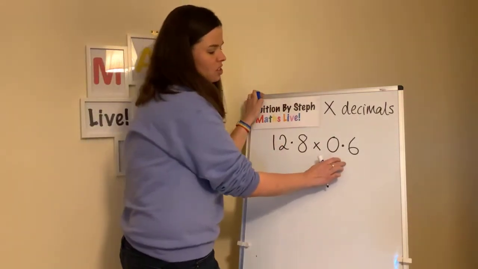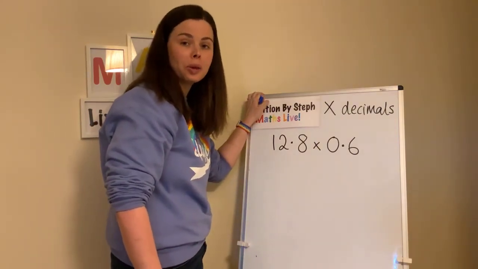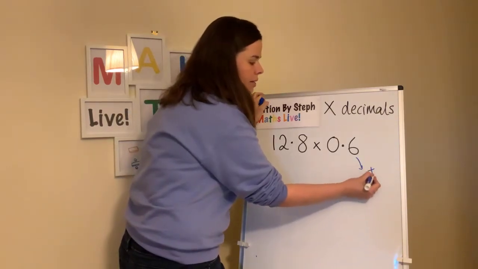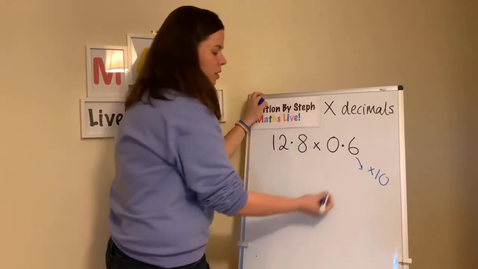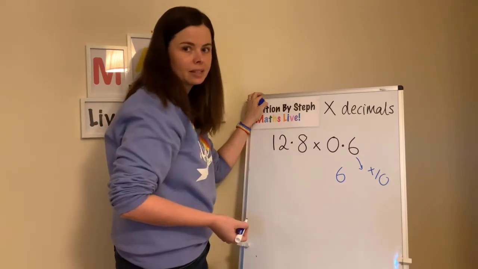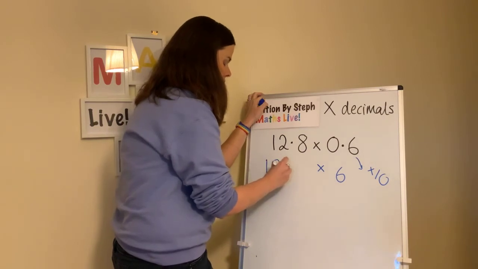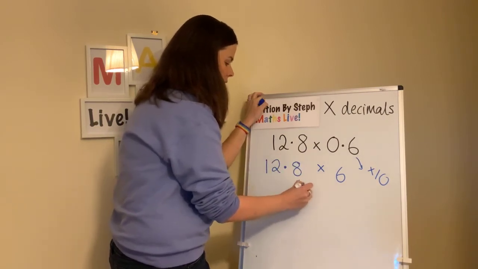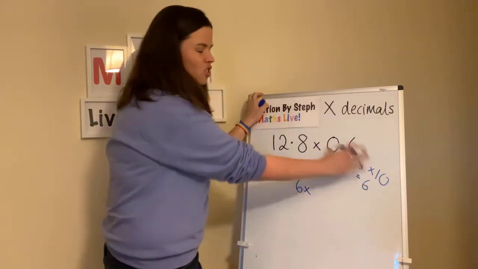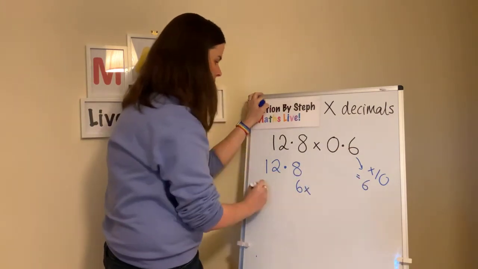We're going to change this number, the 0.6, into a whole number. And to do that, we're going to times it by 10. And by doing that, I've now made it into 6. 0.6 times by 10 is 6. Okay? And I'm now going to complete the calculation. So I've been a bit sneaky. Okay? I've changed it. Shh. I've changed 0.6 into 6. And we can do this now.